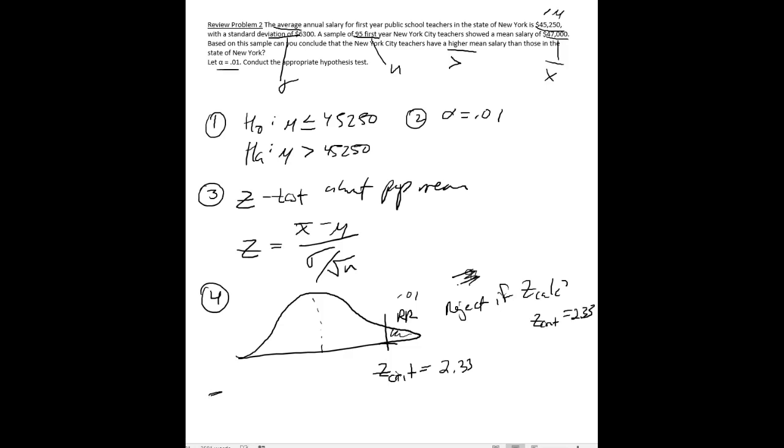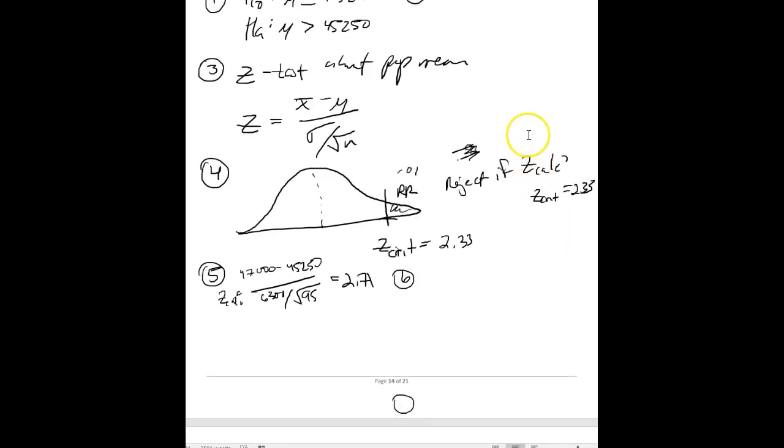Okay, so we run our calculation, and we get z calc equals 47,000 minus our 45,250 all over our sigma divided by the square root of our n. And when that all shakes out, it's going to be 2.71. All right, and then for step 6, we're taking that number and we're comparing it to our rejection rule.